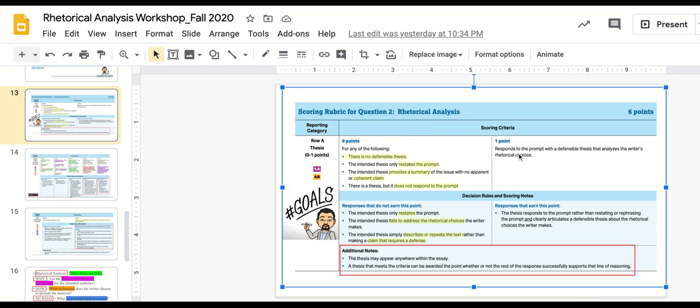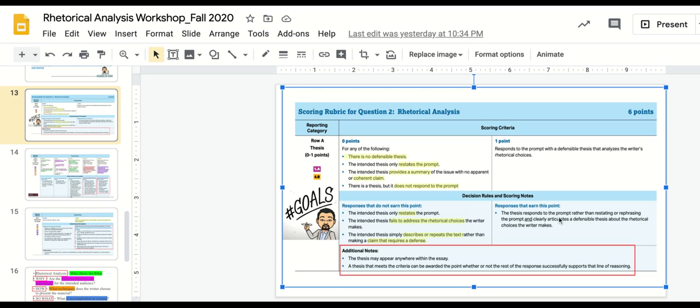You do get the point when it responds to a prompt with a defensible thesis and analyzes the writer's rhetorical choices. That gets you a solid point. Responses that do not earn this point only restate the prompt. They don't address the rhetorical choices, which is the heart of the essay. The intended thesis simply describes or repeats the text. You're not doing that. You're not writing a summary. Okay, it does require a claim that requires a defense.